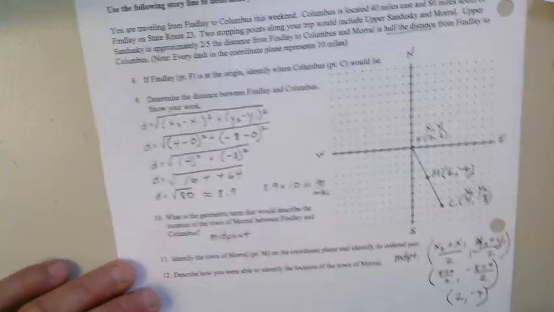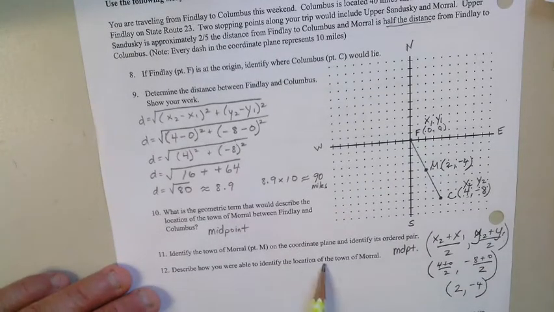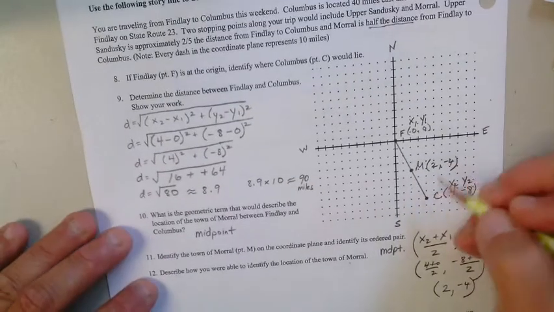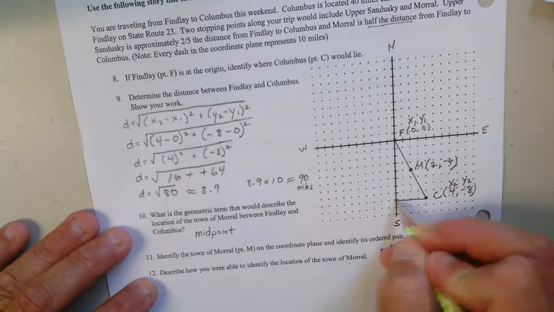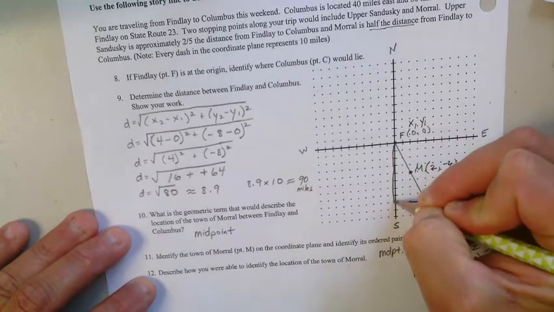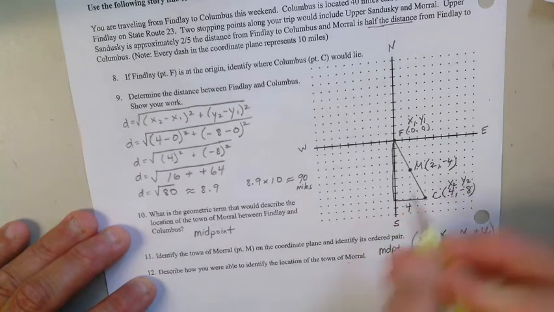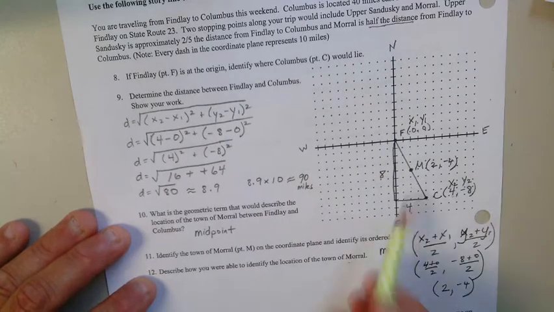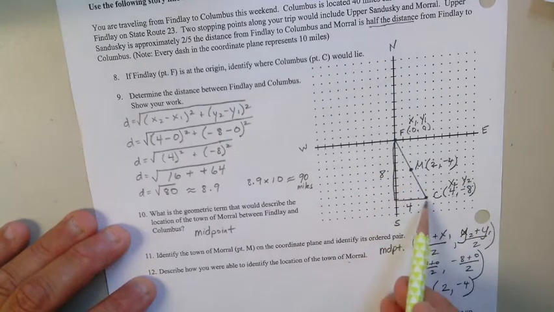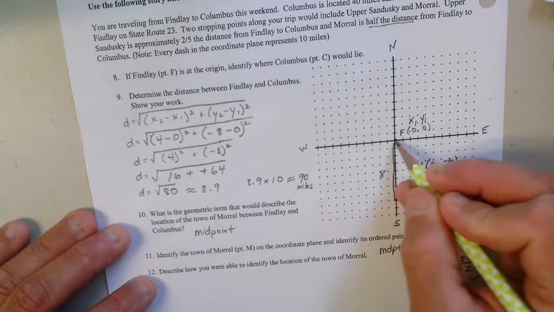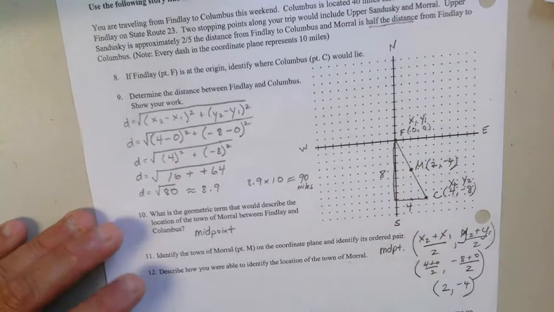Okay, so from here, describe how you were able to identify the location of the town of Morrill. You could have done the midpoint formula, and you can write that out there. Or you could go ahead and do this. If I take my rise and run, this distance here is a length of 4, and this distance here is a length of 8. The fractional distance that we're coming up is half of both. So half of 4 would be 2, and half of 8 would be 4. 1, 2, 3, 4. Or you can do over 2 and down 4. Either way, you get the same location there.